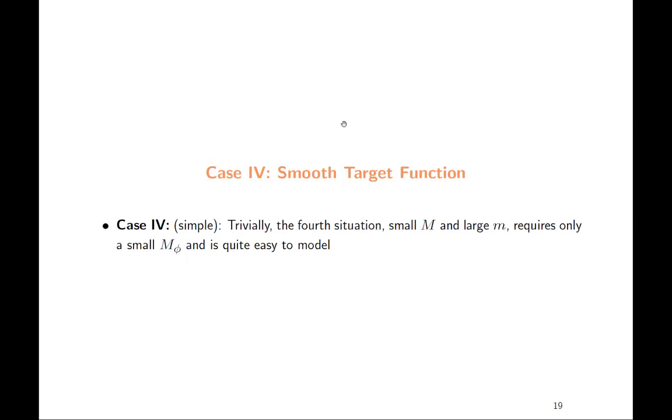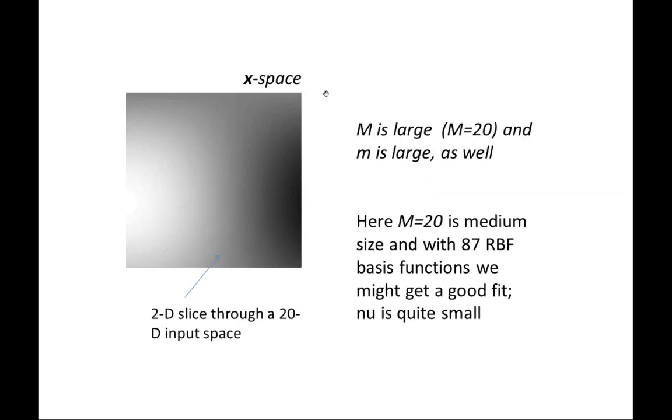And then there's case 4, which I call simple. So small m, so small dimensions, and large smoothness. Of course, that's a very simple case and can easily be modeled. So this is maybe shown over here. Only 2 dimensions and it's smooth, so any simple system can model this.